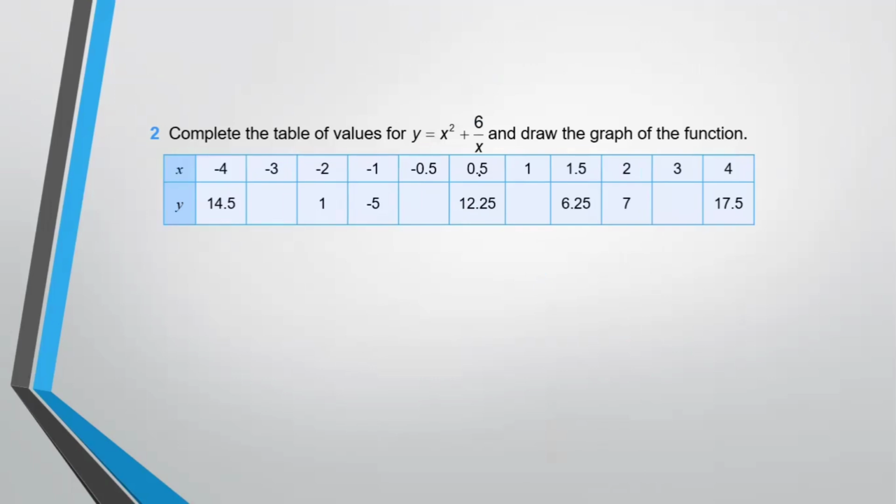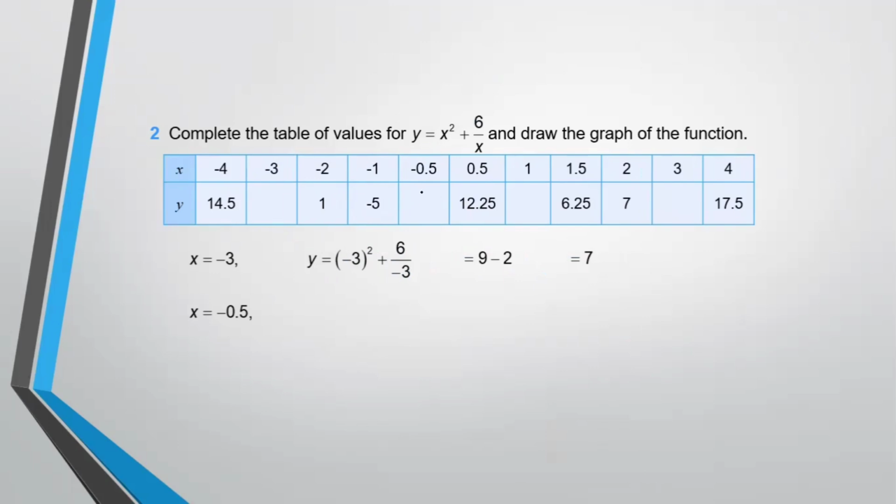Let's complete the table for y equals x square plus 6 upon x. Some of the values I have put here. Now let us calculate. So x is equal to minus 3. We put minus 3 in place of x: minus 3 the whole square plus 6 upon minus 3. Minus 3 square is 9 and 6 upon minus 3 is minus 2. 9 minus 2, you get this as 7.